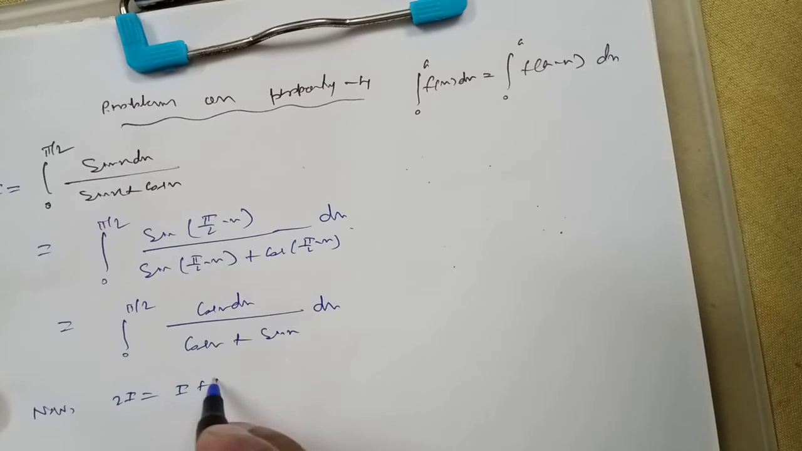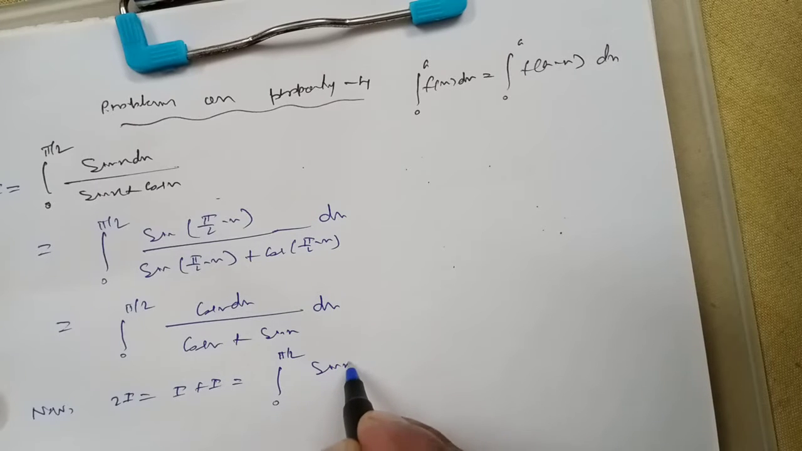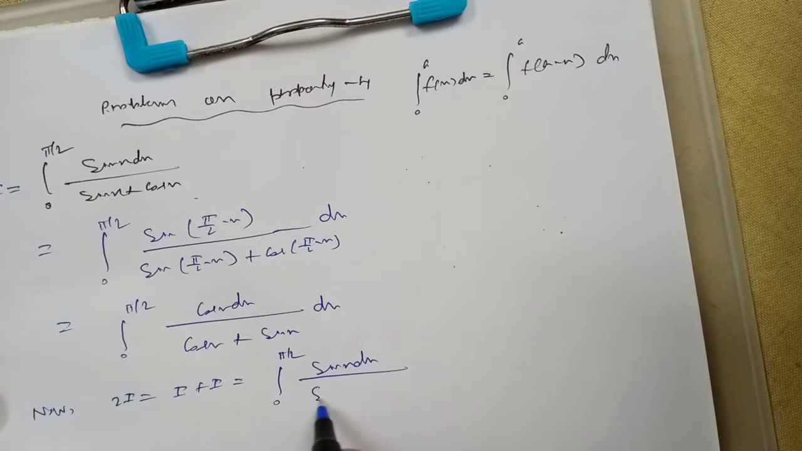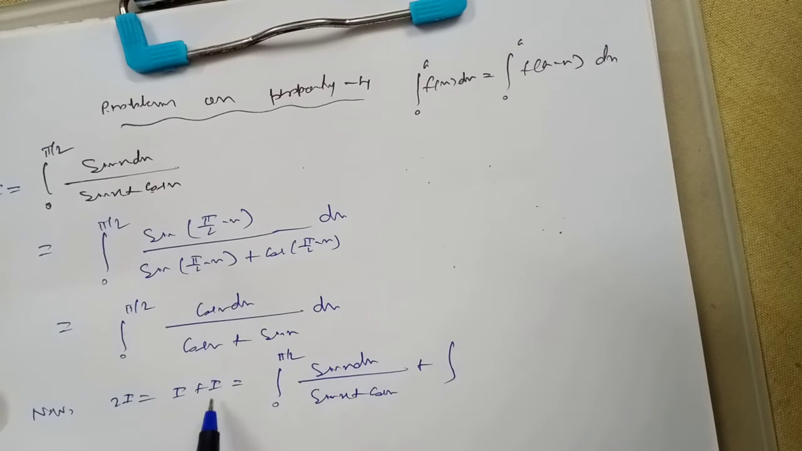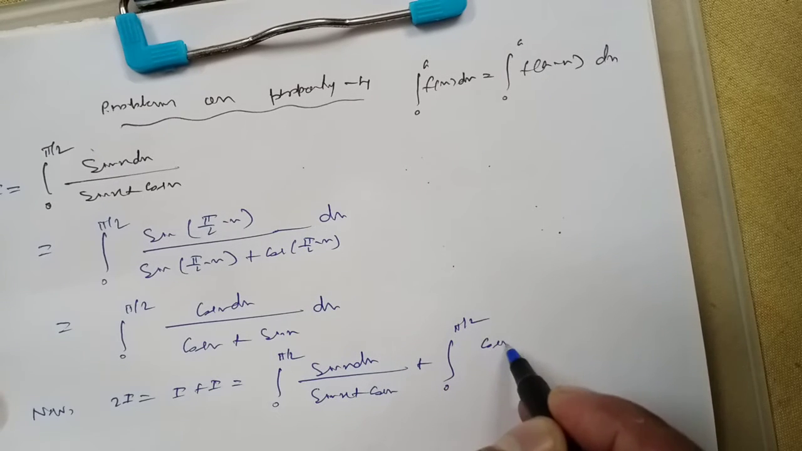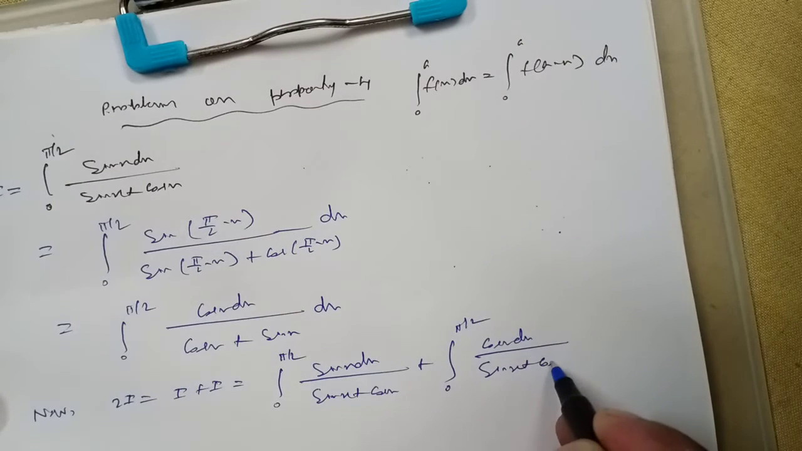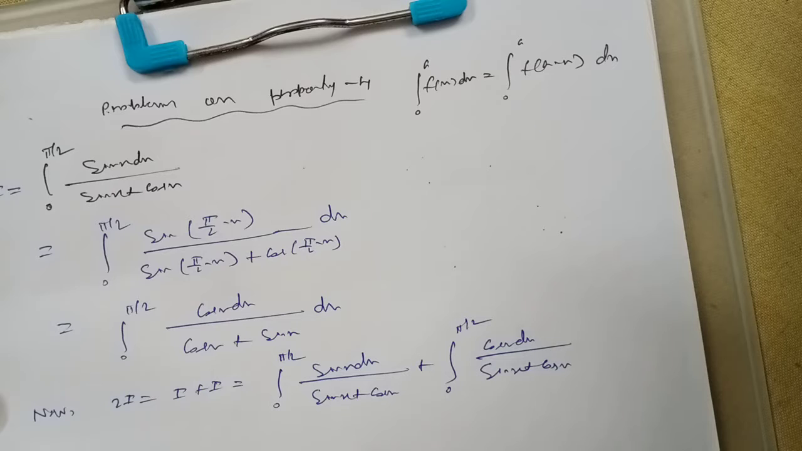Now 2I is equals to I plus I. The first I is replaced by the given integral, that is integral 0 to pi by 2 sin x dx by sin x plus cos x, plus the second I will be replaced by the derived integral, that is integral 0 to pi by 2 cos x dx by sin x plus cos x.